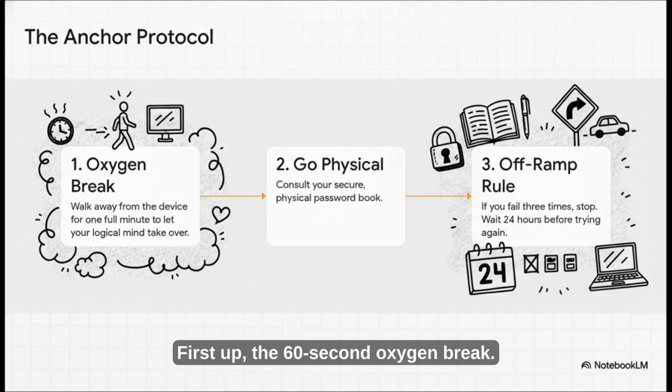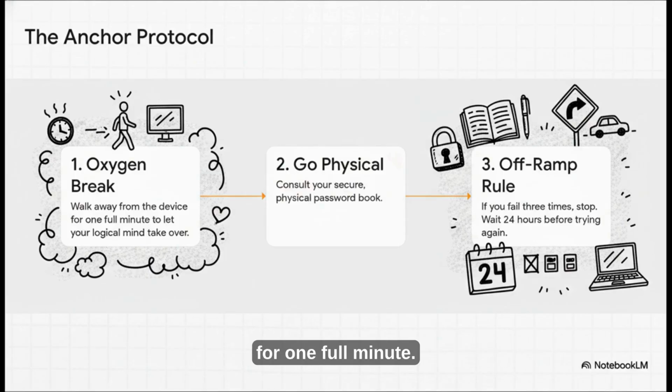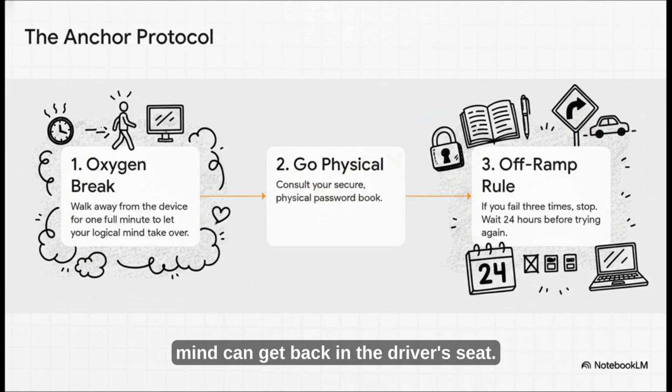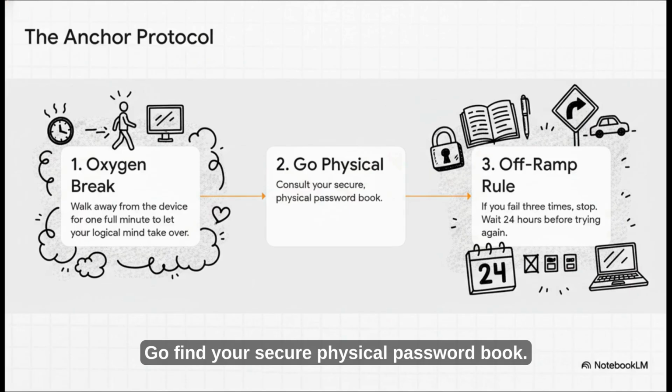First up, the 60-second oxygen break. The second you see that error message, you physically stand up and walk away from the computer for 1 full minute. This is so important because it lets that chemical panic response in your brain settle down so your logical mind can get back in the driver's seat. Step 2, go physical. Go find your secure physical password book. This isn't weakness, it's a strategy.